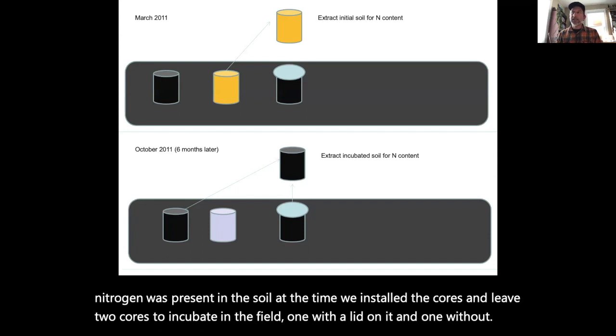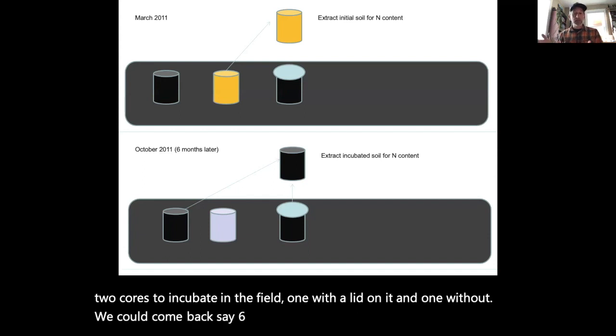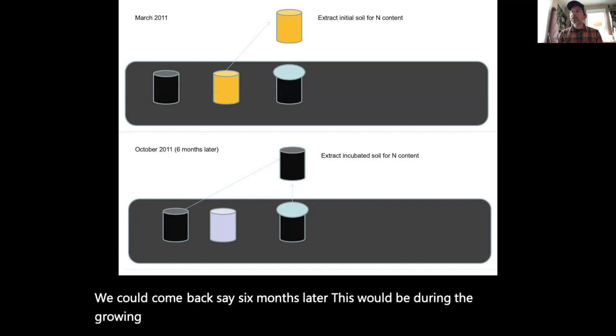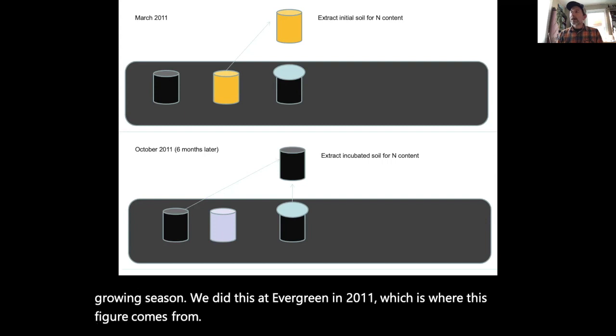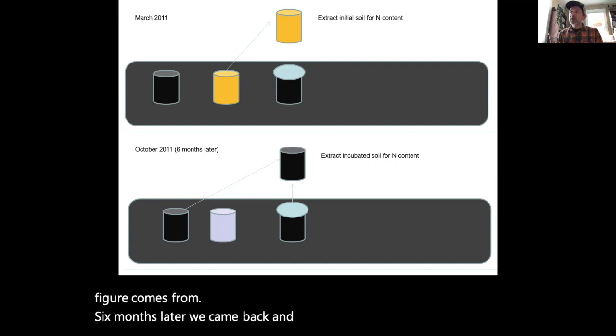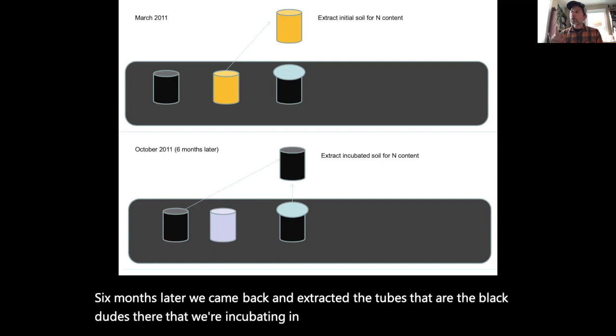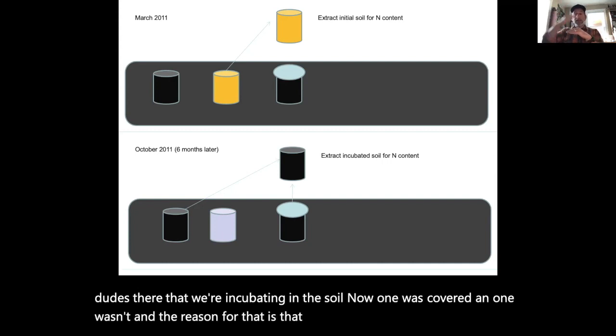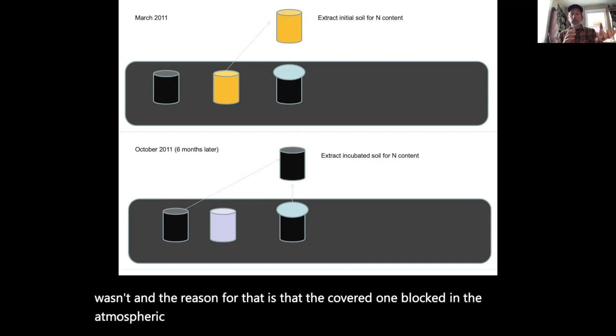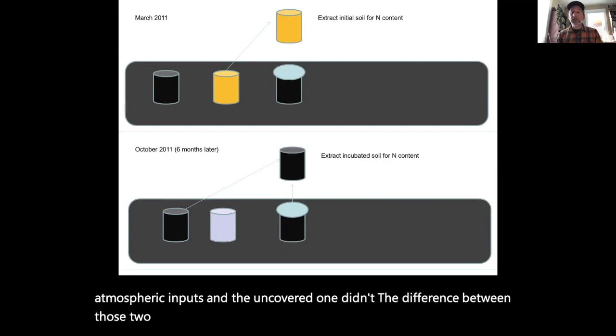We could come back, say, 6 months later. This would be during the growing season. We did this at Evergreen in 2011, which is where this figure comes from. 6 months later, we came back and extracted the tubes, the black tubes there, that were incubating in the soil. Now, one was covered and one wasn't. And the reason for that is that the covered one blocked any atmospheric inputs and the uncovered one didn't. The difference between those two will allow us to determine how much nitrogen is brought into the soil through atmospheric deposition.